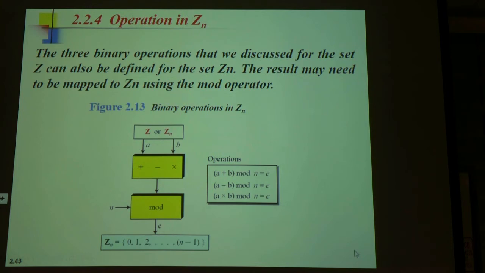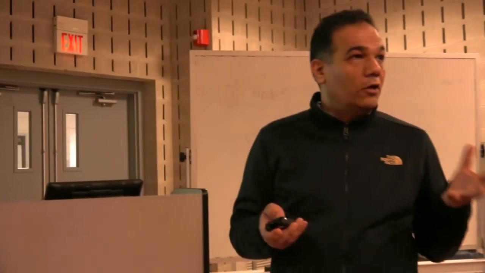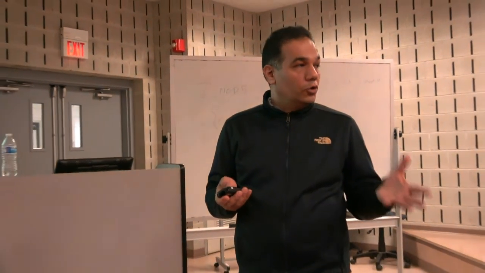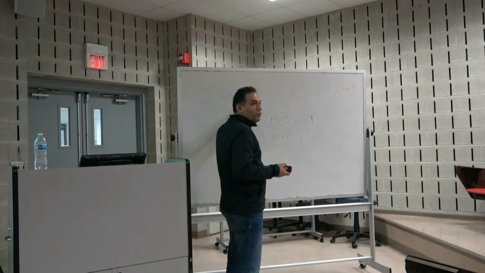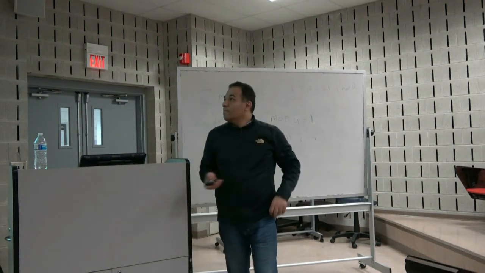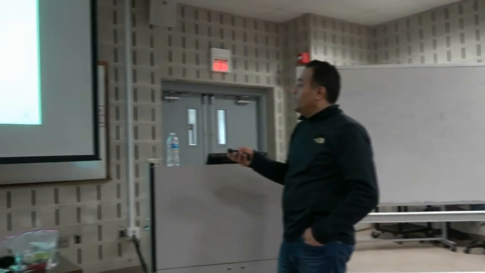What is Zn? The set of integers, positive and negative, modulus. The results could be so, right? So when you say mod 5, what is the set? 0 to 4, right? So we could do operations in Z or Zn.